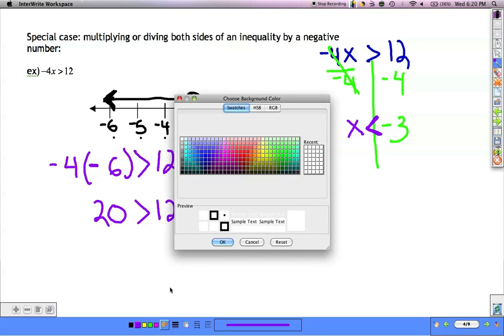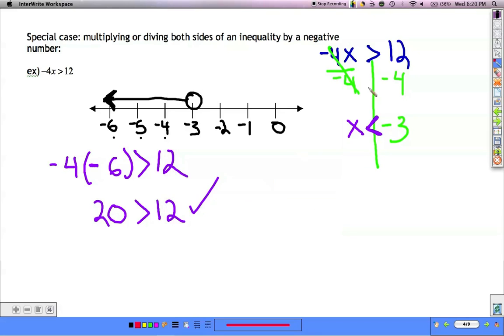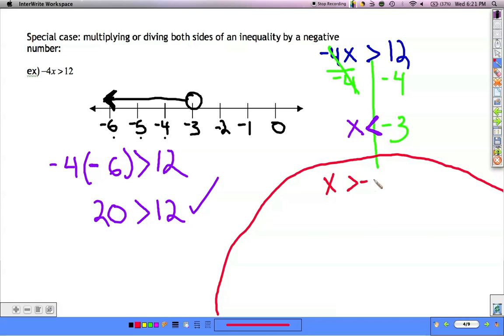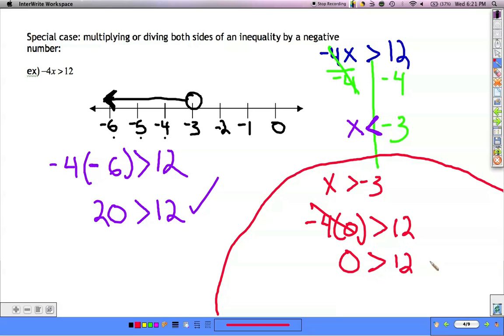Let's take a look at what would happen if we had not switched the symbol, and I'm going to stress it by putting it in red that this is not true, but let's just see. If we had not switched the symbol, we would have ended up with x is greater than negative 3. A number greater than negative 3 would be 0. Checking that in our original inequality, we have negative 4 times 0 is greater than 12. Negative 4 times 0, what's that? 0. So we're saying 0 is greater than 12. Is that right? Nope. Absolutely not.